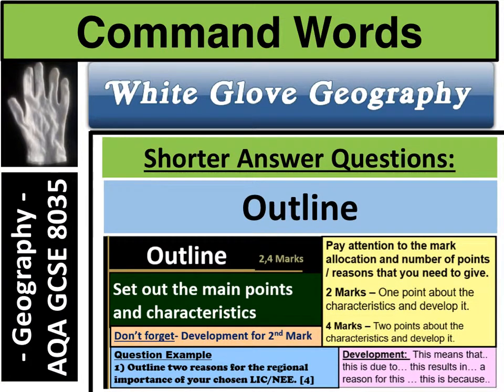Hello, welcome to AQA Geography. Today we're going to look at the command word of outline. This is typically a short answer question.